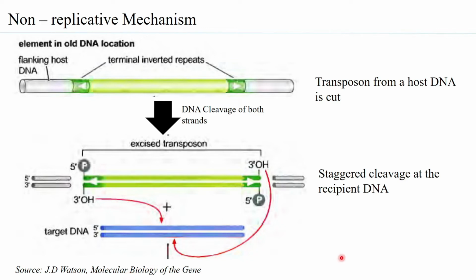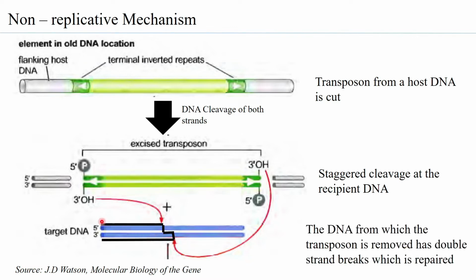Now, what is also very interesting is that when the 3' OH of the transposon that has been excised out cuts, it cuts in such a way that the target DNA is cut staggered. That means it is not cut exactly at the same position. One cuts over here and the other cuts over here. So what you will have essentially is a staggered end. So this is the staggered end for this, and this is the staggered end for this. So this is how the cut generally happens. It is always a staggered cleavage at the recipient DNA.